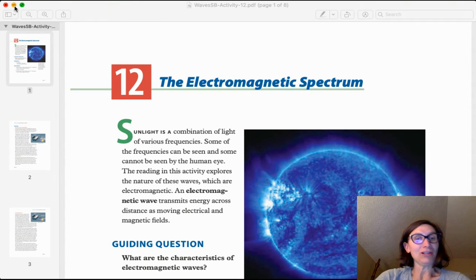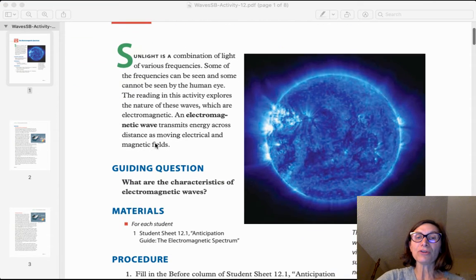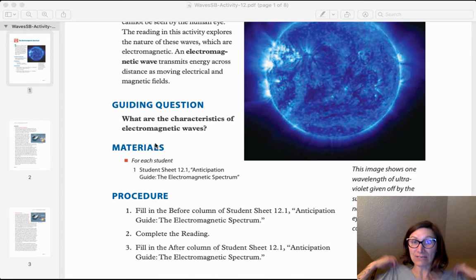Just remember, not long ago, we studied electric fields and we studied magnetic fields, and we noticed that there was positive and negative, that the field lines flowed from positive to negative. And so those two fields, the electrical and magnetic field, interact to move energy. Our guiding question today: what are the characteristics of electromagnetic waves?